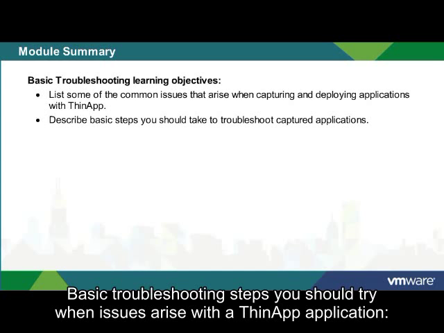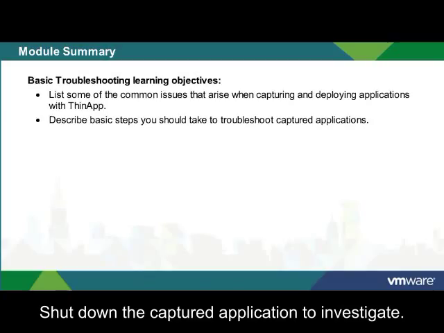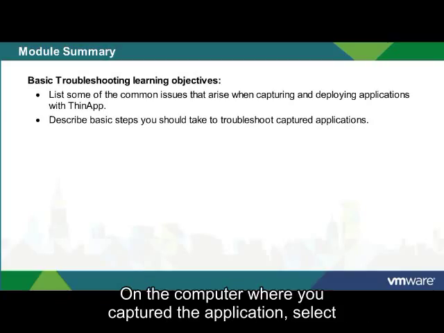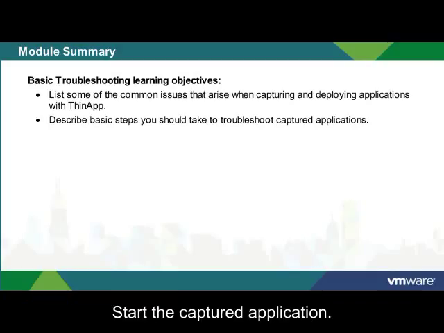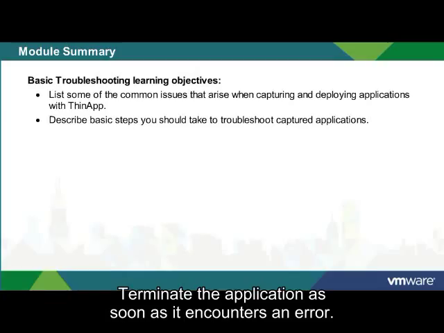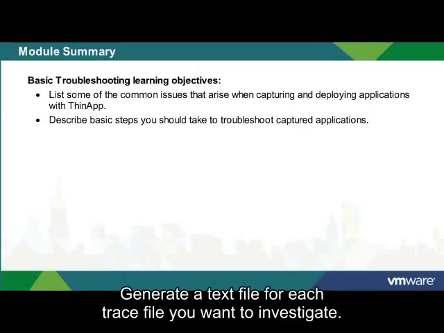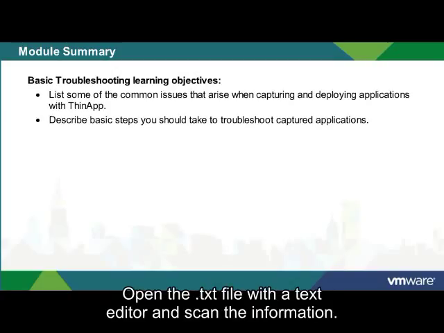Basic troubleshooting steps you should try when issues arise with a ThinApp application. Shut down the captured application to investigate. On the computer where you captured the application, select Start, Programs, VMware, ThinApp Log Monitor. Start the captured application. Terminate the application as soon as it encounters an error. Generate a text file for each trace file you want to investigate. Open the .txt file with a text editor and scan the information.